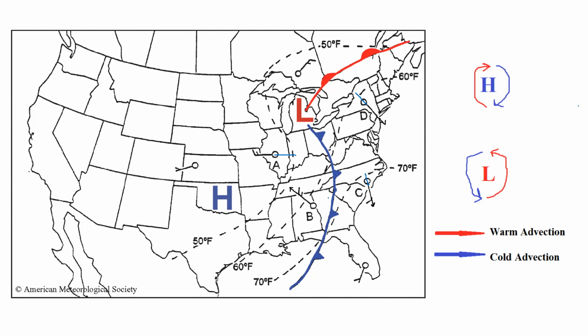And so ahead of a cold front, you're getting warm air advection. But as soon as you pass the cold front, and now you're behind the cold front, you're experiencing cold air advection. So ahead of the cold front, warm air advection. Behind the cold front, cold air advection.